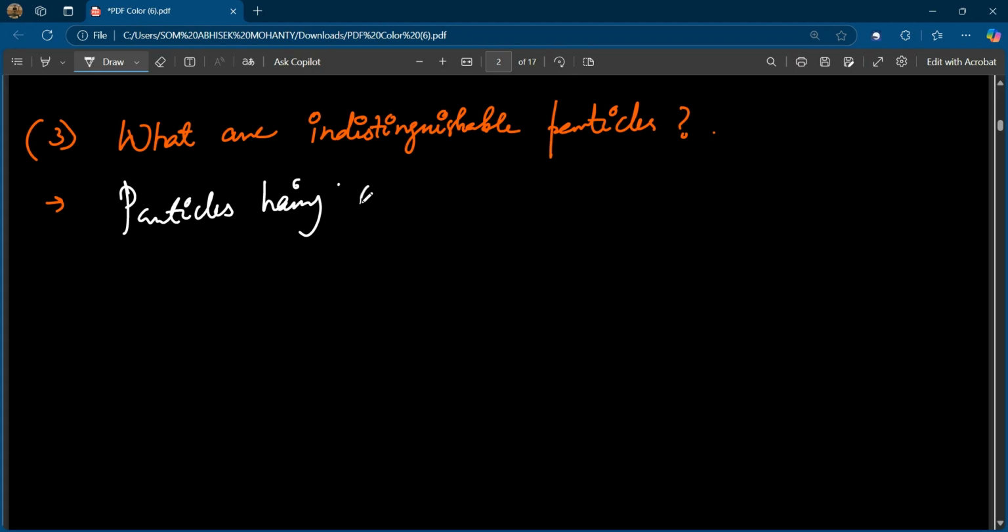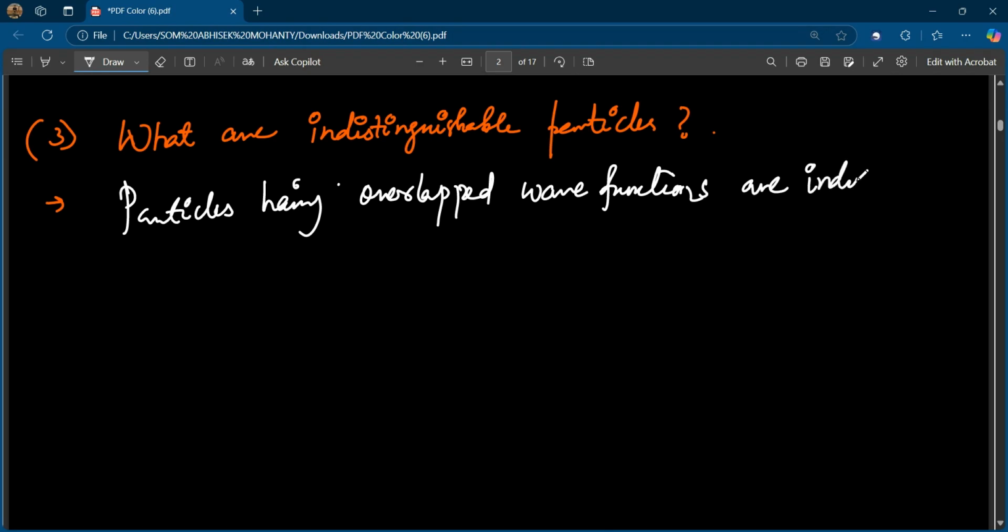Particles having overlapped wave functions are indistinguishable particles.